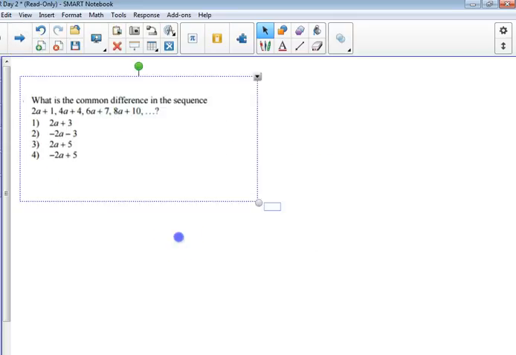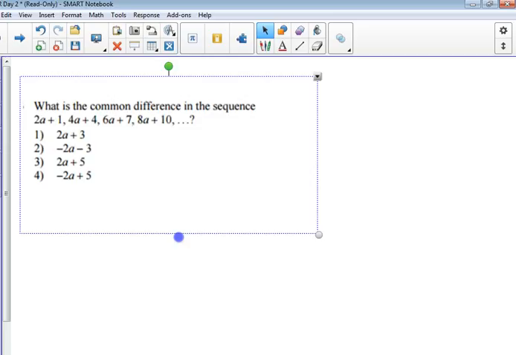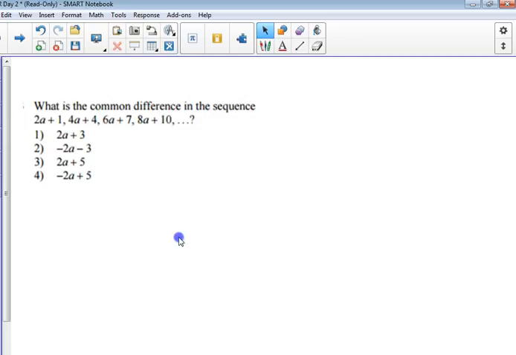Okay, this keeps coming up and we keep getting it wrong. Things like this, where they're asking you about the common difference, but it's not just straight numbers.